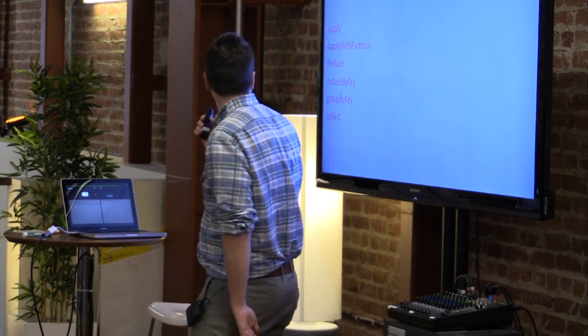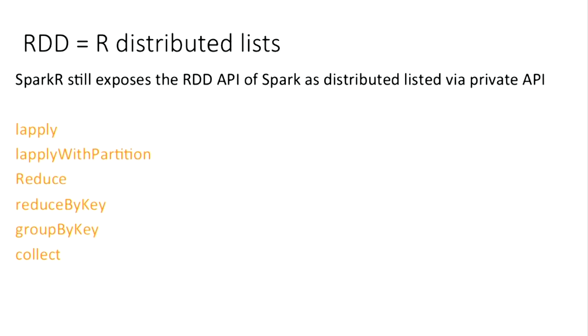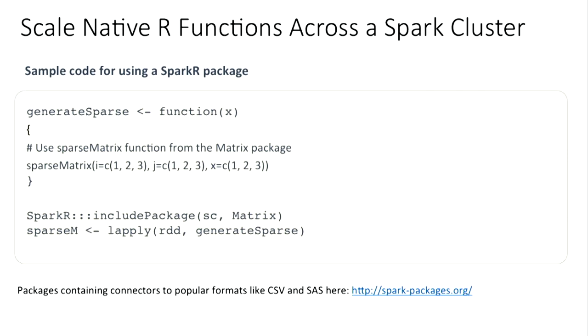What this is, the RDD, it gets exposed as an R distributed list. And so that means you can run all of those R functions that you're familiar with for a distributed list against these RDDs. So your lapply would let you go across that RDD and run whatever function you want. So this is a great way you can have a function.